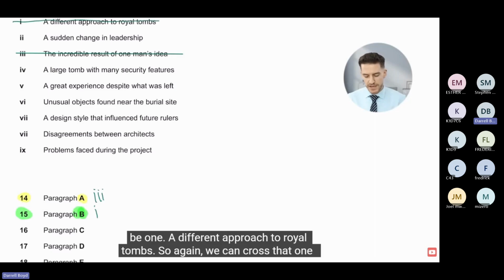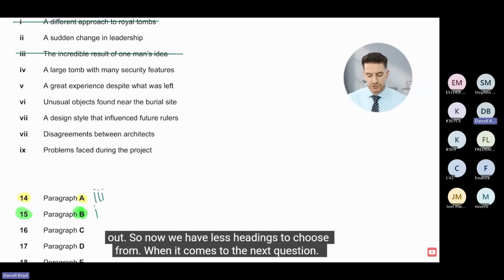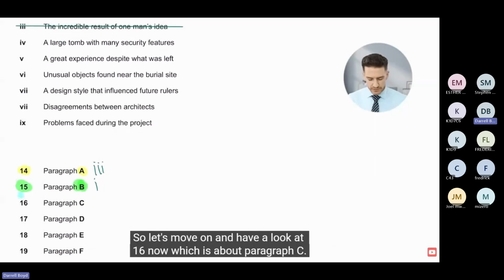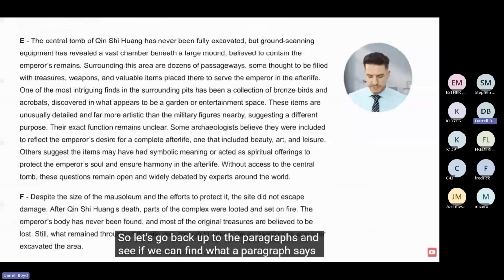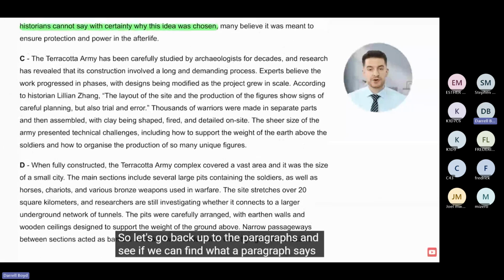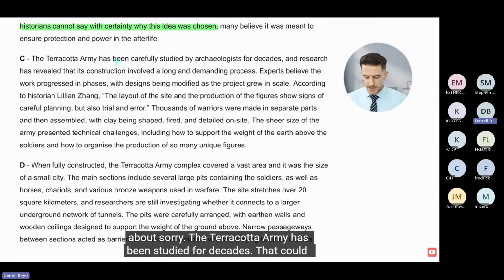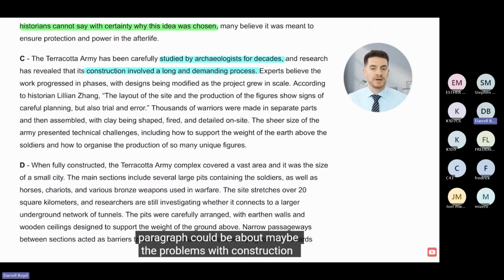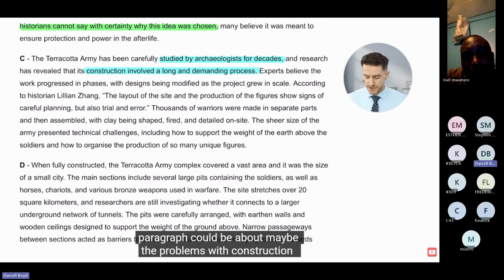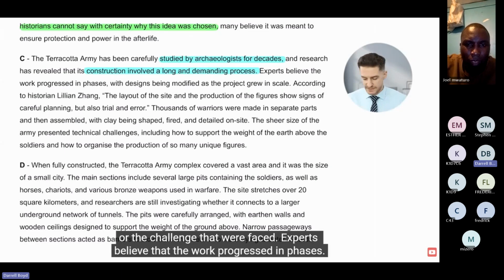So again, we can cross that one out. So now we have less headings to choose from when it comes to the next question. So let's move on and have a look at 16 now, which is about paragraph C. So let's go back up to the paragraphs and see if we can find what paragraph C is about. So the Terracotta Army has been studied for decades. That could be important. Its construction involved a long and demanding process. So this paragraph could be about maybe the problems with construction or the challenges that were faced.